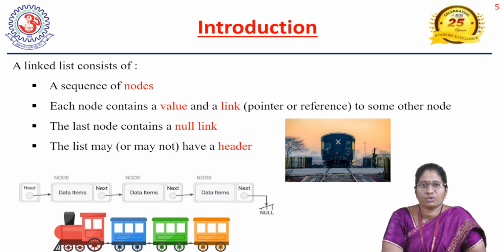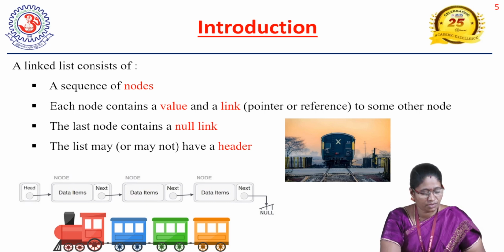If you observe, before the train you will see the head connecting to the first node. The first node has a data item, the value, followed by the next field. The next field helps to join to the next node. Likewise, wherever we store our data, with the help of the link field, we connect from one node to another. This is the general idea about the linked list.